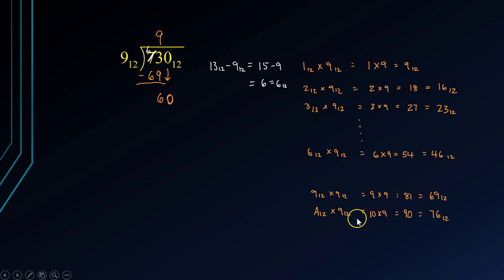As you can see here, I have some gaps. I have 69 base 12 and 46. This seems too big. That seems way too small. So I'm going to see if I put something in between here. 8 base 12 times 9 base 12 is exactly 60 base 12. So at this point, I could put my 8 base 12 in here, get my remainder of 0. And so my quotient for this would be 98 base 12.